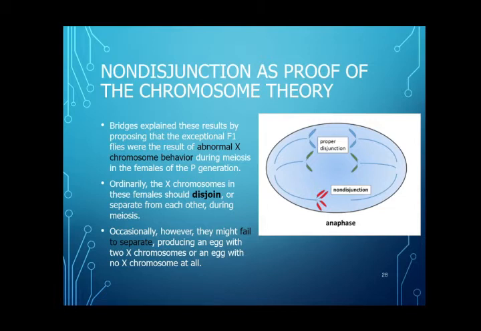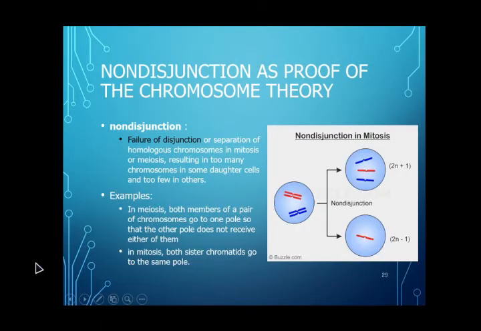Supposedly, you have one copy of each chromosome, but in this case, in non-disjunction, both of the pair go to the same cell. Non-disjunction is failure of disjunction or separation of homologous chromosomes in mitosis or meiosis, resulting in too many chromosomes in some daughter cells and too few in others. Examples: in meiosis, both members might pair together and go to one pole instead of separating into two poles. In mitosis, both sister chromatids can go to the same pole, leaving none for one pole but two on another.